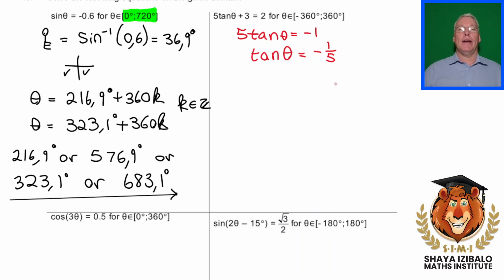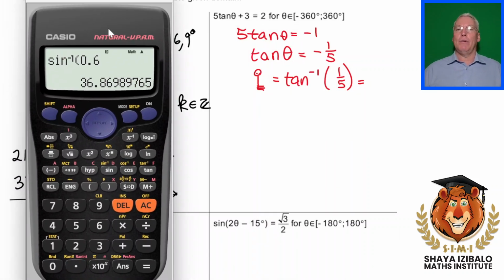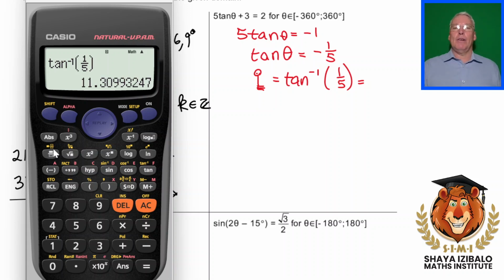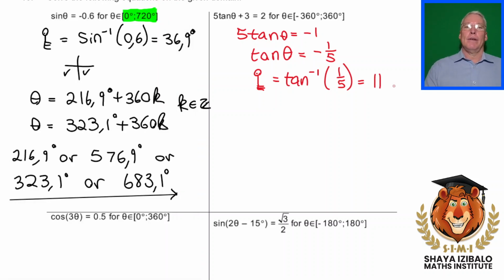Next up, we're going to get our key angle. And remember, we're not going to put that negative into the calculator. So we're going to undo tan of 1/5, shift tan of 1/5. Remember, our key angle will be a positive acute angle. Let's see what it is. We could type 0,2, but it's 1/5. There we go, 11,3 degrees.